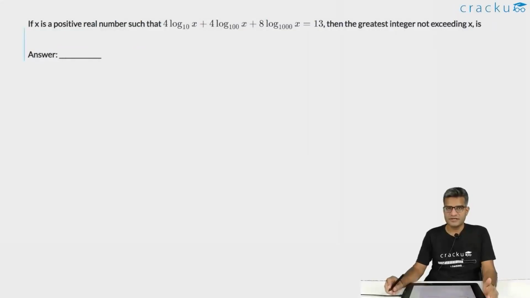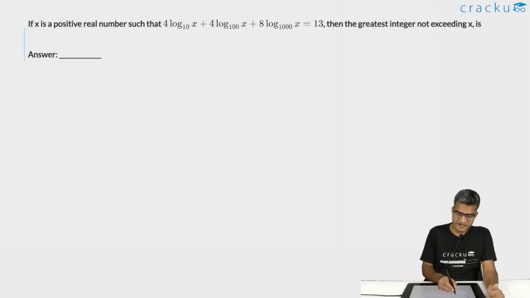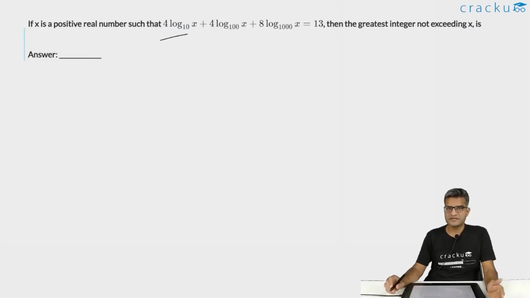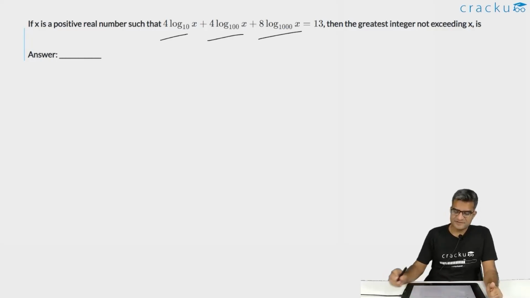In this question, we are told that x is a positive real number and we are given an equation in logarithms. 4 times log x to the base 10 plus 4 times log x to the base 100 plus 8 times log x to the base 1000 is equal to 13. The greatest integer which is not exceeding x is.